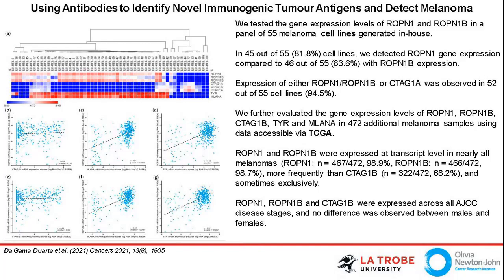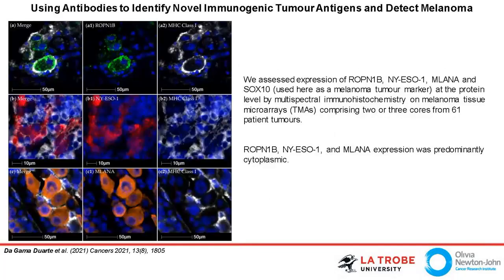We had a look at whether there were differences in stages and even between genders, and in fact found that there was no distinction. So sometimes different CT antigens can be associated with a poor prognosis or the presence of metastases, but in this case that did not occur here.